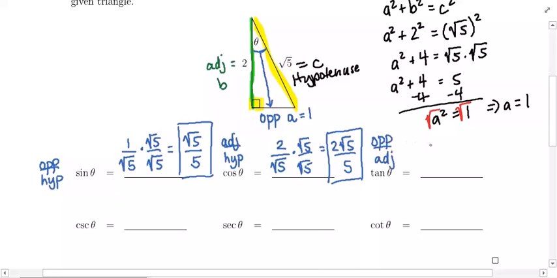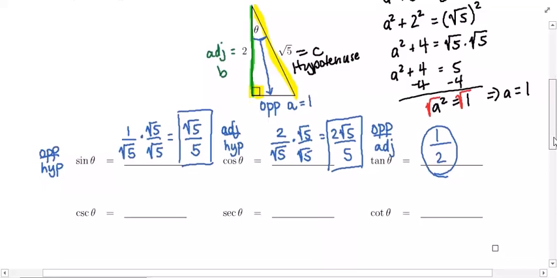Okay, so let's put our opposite side in the numerator. That's going to be 1. And then the adjacent side will go in the denominator, and that's 2. Okay, so this is a nice answer. The tangent of theta is 1/2 or 0.5. Okay. All right, so now let's go to the cosecant.